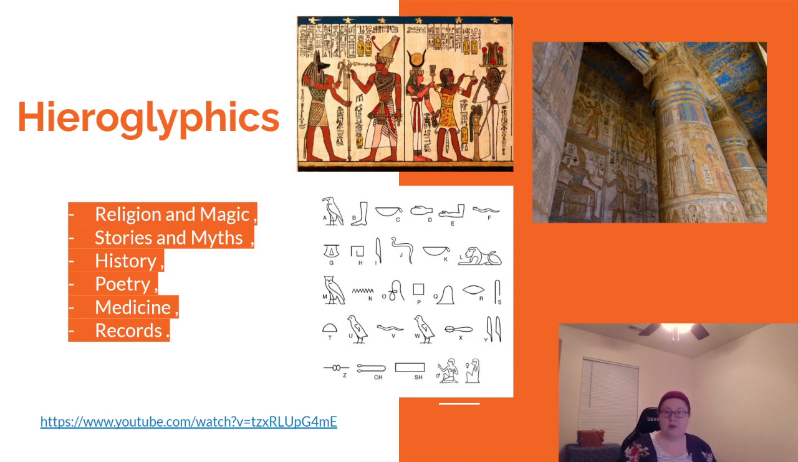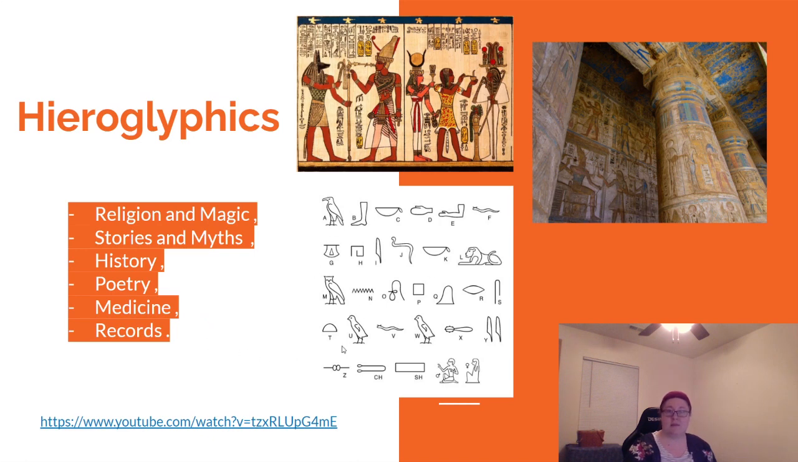So, to take a little break from our reading, maybe you've seen or learned about hieroglyphics in ancient Egypt. Hieroglyphics, as you see in this picture, are drawings along with symbols, and they were used to tell religion or magic, stories and myths, history, poetry, to record medicine, and just different records.